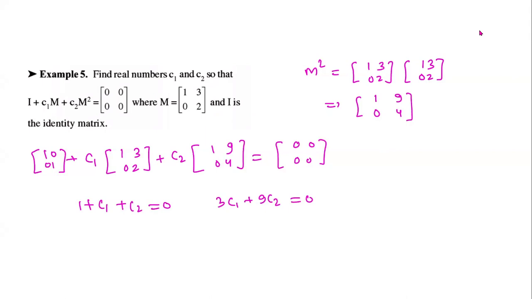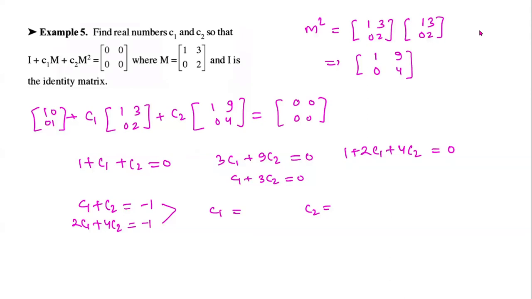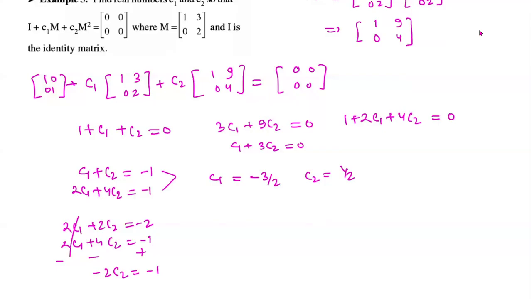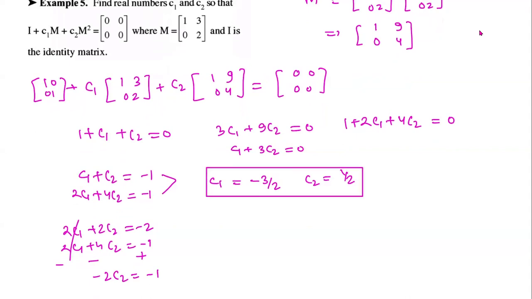Check. And 2C1 plus 4C2, that is also 0. Check the question quickly. Here, 1 plus 2C1 plus C2. Check. So we have two equations, and simplifying, what is C1 plus C2? Minus 1. What is 2C1 plus 4C2? Minus 1. Now find C1 and C2. Am I correct? Yes, sir. Now tell me what is C1 and what is C2? Take the calculation once quickly. Can we find this? Any doubt?